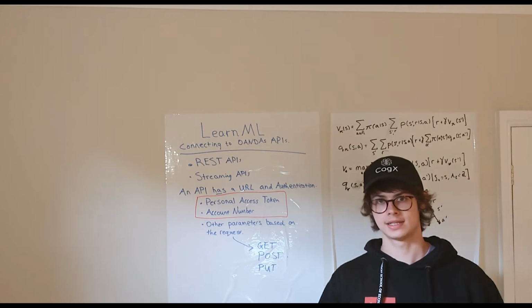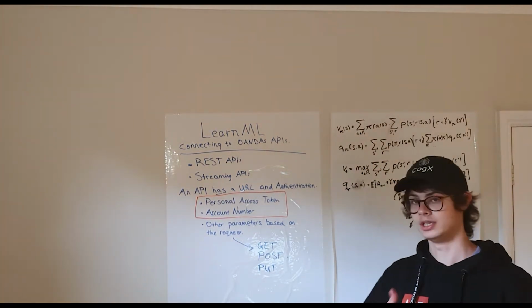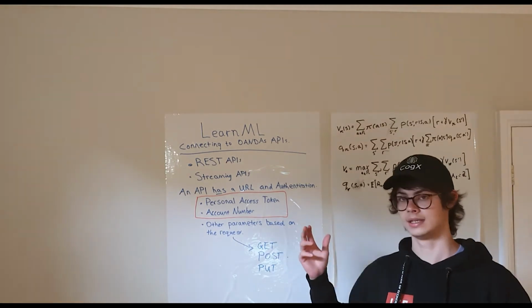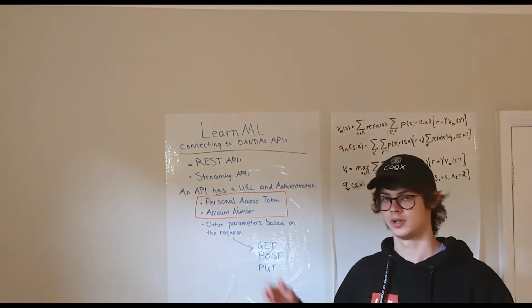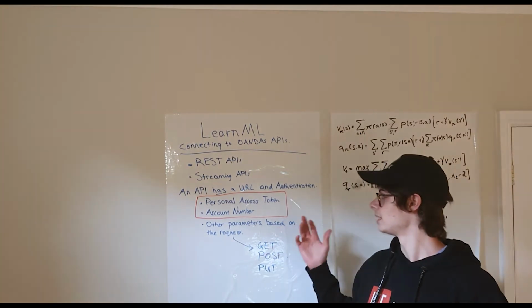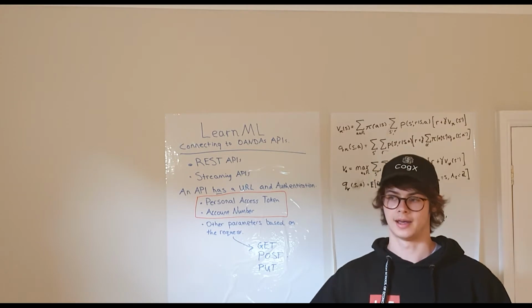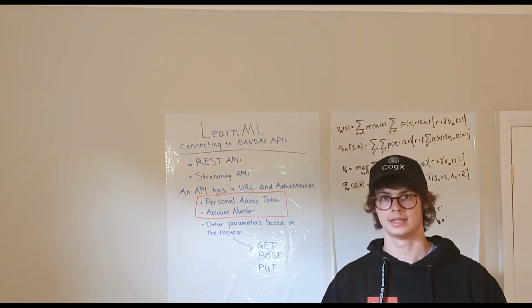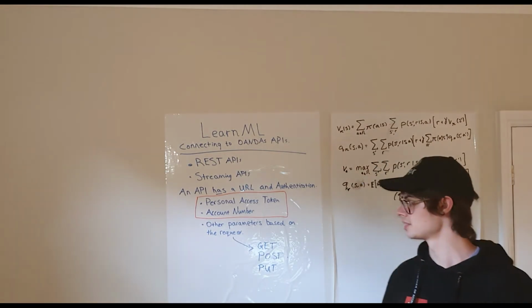An API has a URL and it also has authentication details that you need to pass in. These authentication details are your personal access token and the account number. The URL is like the address where the API lives, but in order for OANDA to verify that it is actually you, you need to pass in these two credentials.